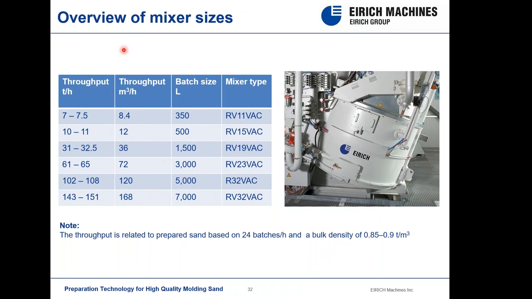These are the sizes of mixers we produce using vacuum technology. The smaller one is 70 tons per hour, and the biggest one we have is 151 tons per hour. Again, if a customer needs more sand production, we can recommend the use of a twin system of mixers in order to fulfill the sand preparation.